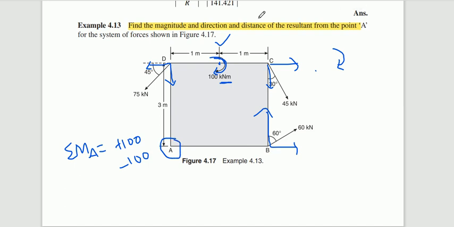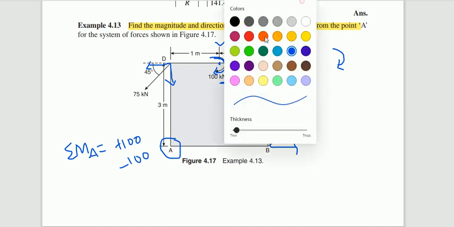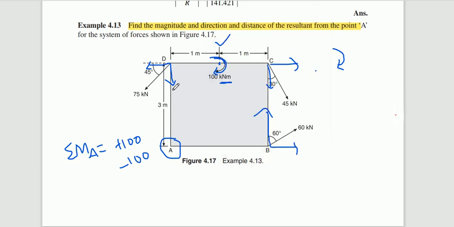I will explain to you moment due to how many forces will become 0. So this is the vertical component, that is 75 sine 45. I will not write it here; you are now aware of how to resolve. 75 sine 45 is the vertical component. Moment due to this force about point A will become 0. Clear? And again this is 60 sine 60.